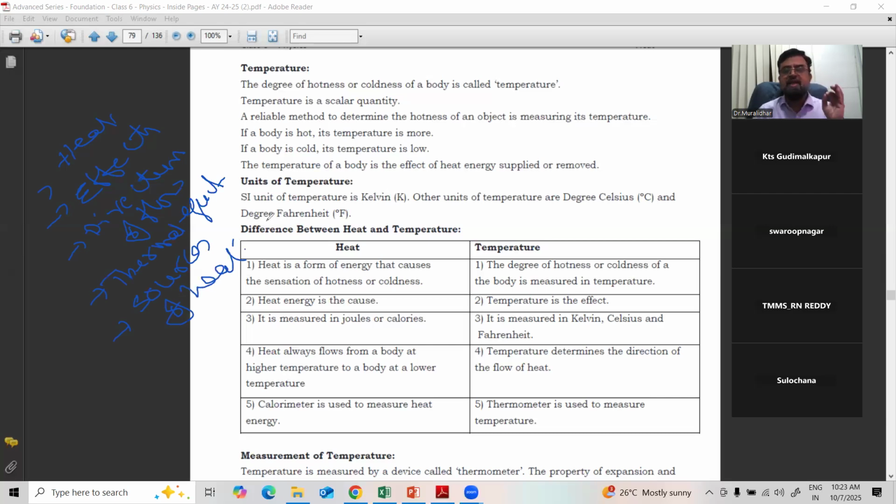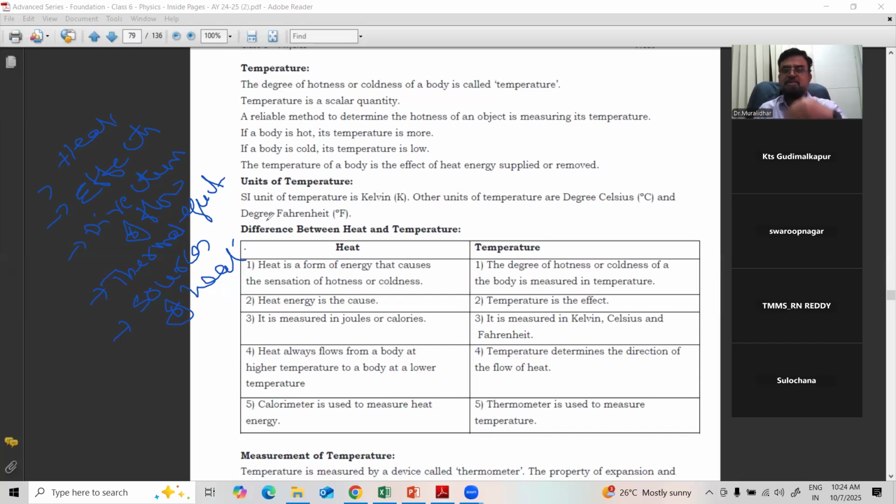So heat is a form of energy. Heat is a form of energy which makes the body cold or hot. If you give the heat, body becomes hot. If you remove the heat, body becomes cold. So heat can cause physical change or chemical change. It may expand, it may contract.